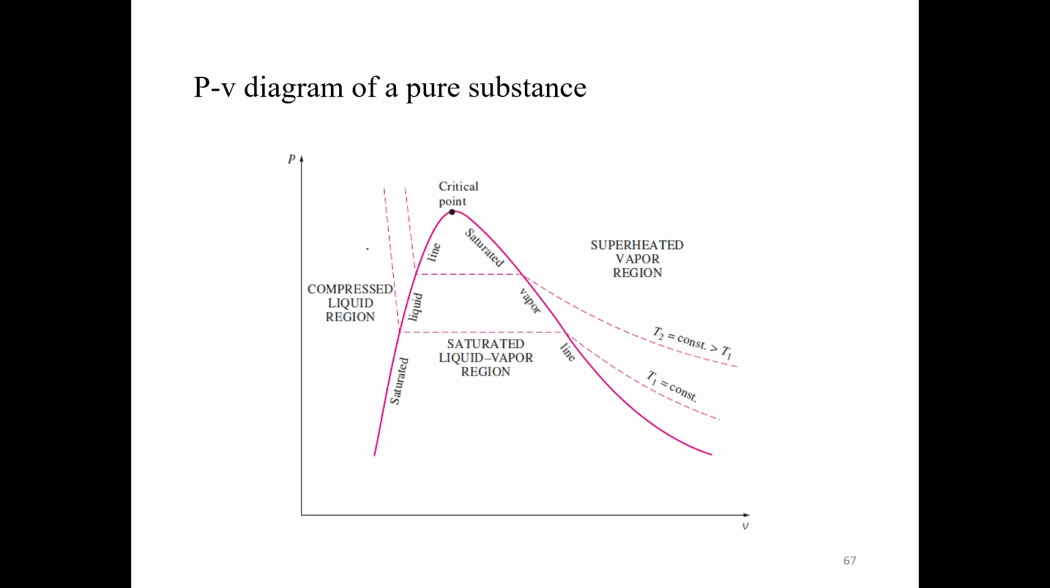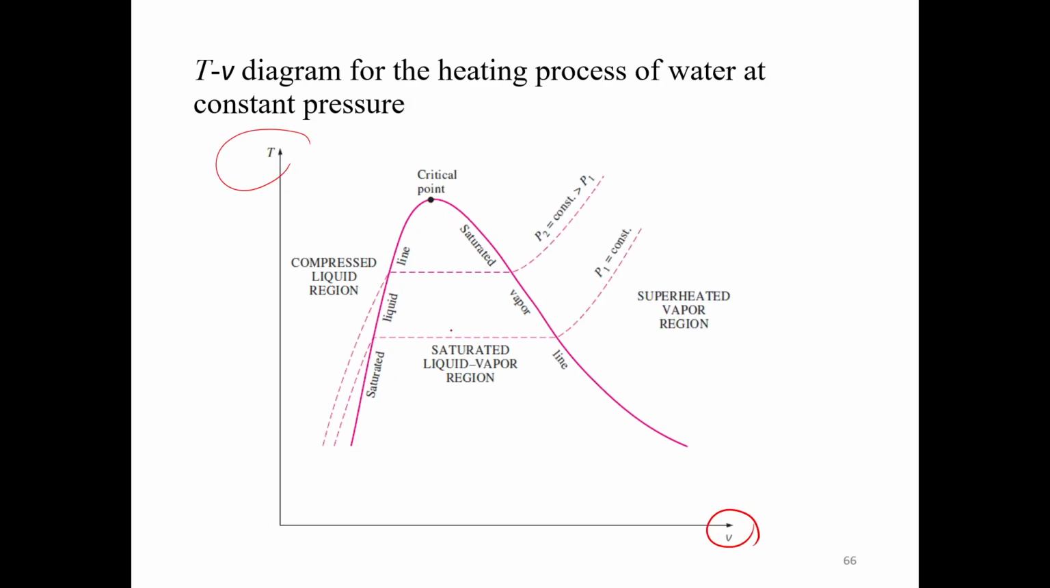Then this graph we can draw for pressure and volume, and the same thing goes here. Now in temperature and volume we have the pressure lines. They go like this: P1, then P2. P2 is larger than P1, which means higher pressure goes in this direction. If you draw another line like this, let's say P3, then P3 is larger than P2 and larger than P1. Likewise.